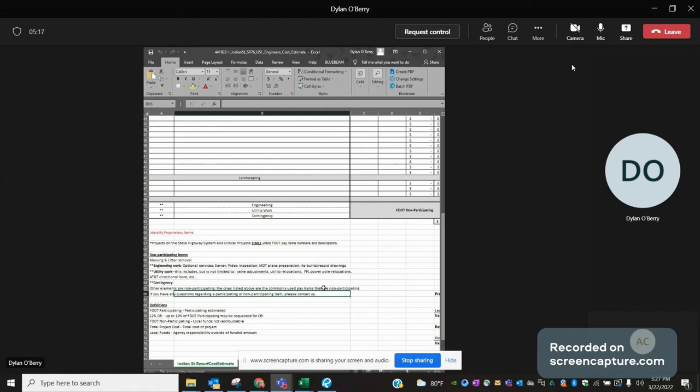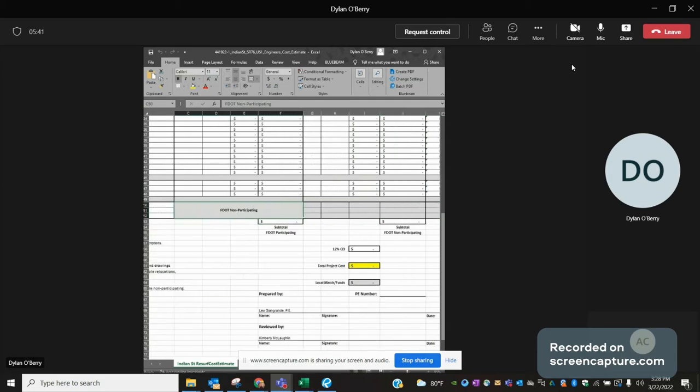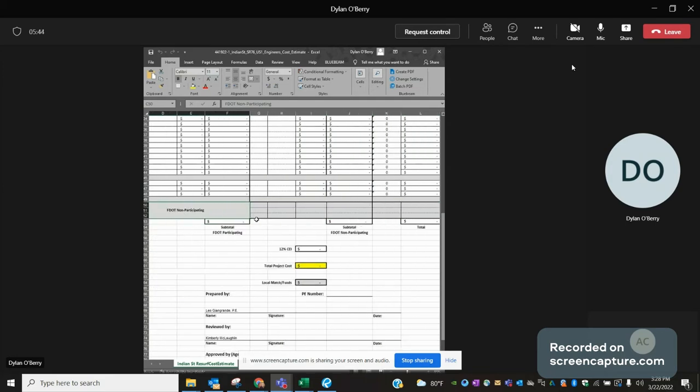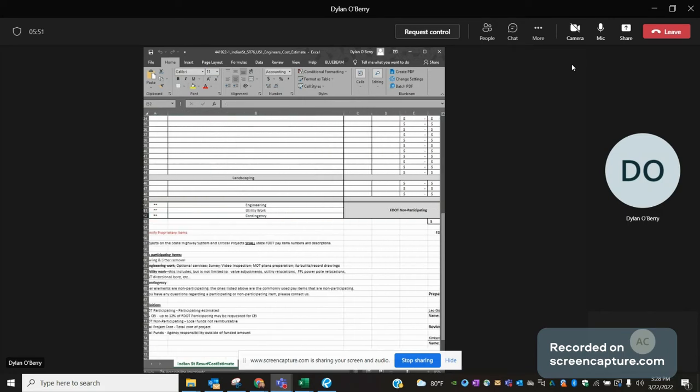Can you see? Yeah, I can see your screen. All right. So non-participating is these items. See how it says non-participating where I'm highlighting? Those will automatically populate, and it'll put that on the other column. This is participating. It'll take those and put them here automatically. Okay.